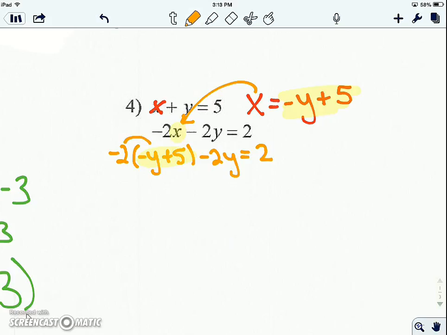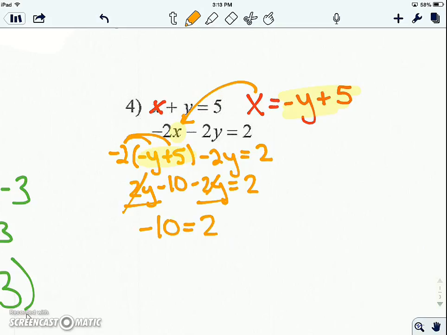So negative 2 times negative y is 2y minus 10 minus 2y equals 2. Oh, 2y minus 2y go away, and we have negative 10 equals 2. That's a problem. We're going to be done here because this is not true. So in this case, these two lines don't cross. There's no solution.